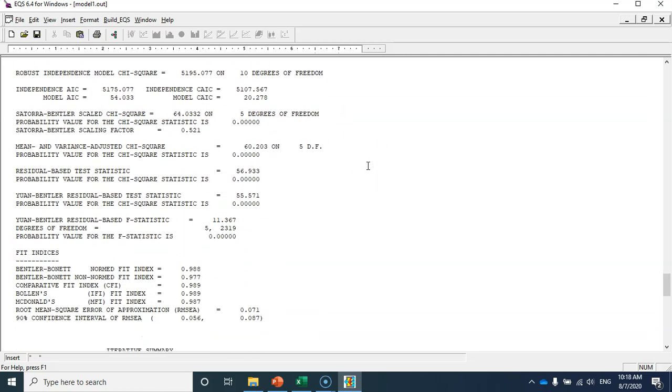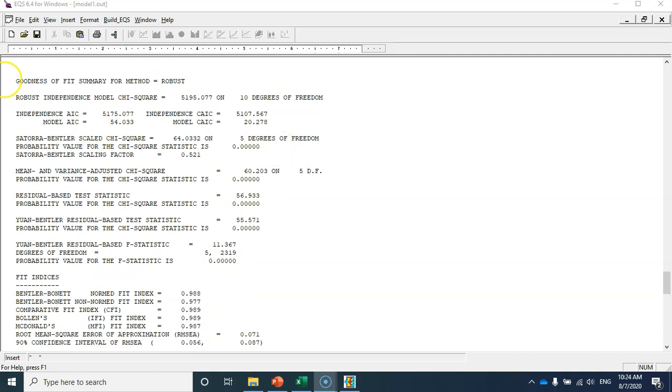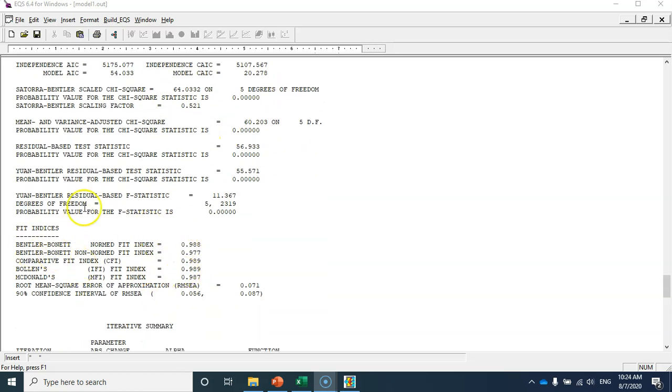And now here you can see the robust fit statistics, including the Satorra-Bentler chi-square statistic and its degrees of freedom, plus a lot of other fit indices such as NFI, NNFI, CFI, IFI, MFI, RMSEA, and also its confidence interval. These are the correct fit indices that you can report even though the data is multivariate non-normal.